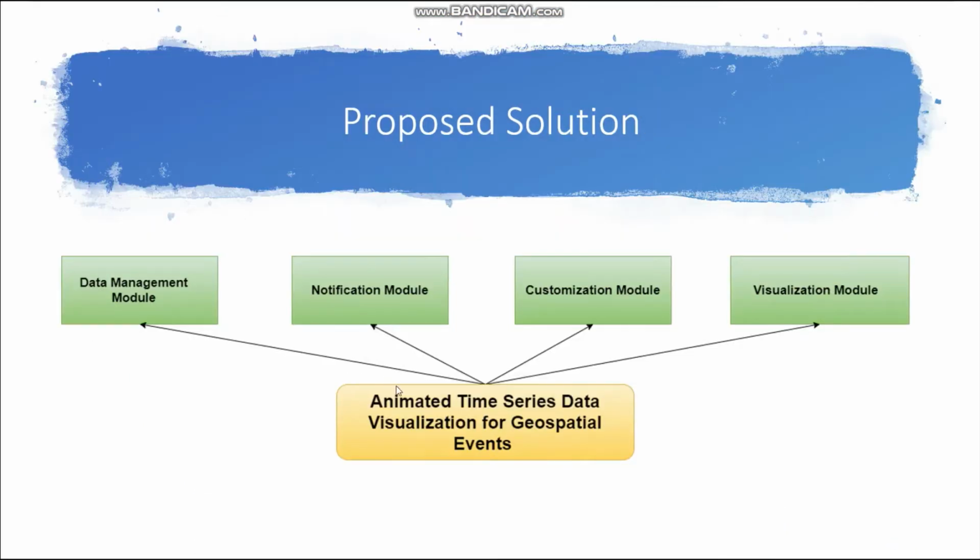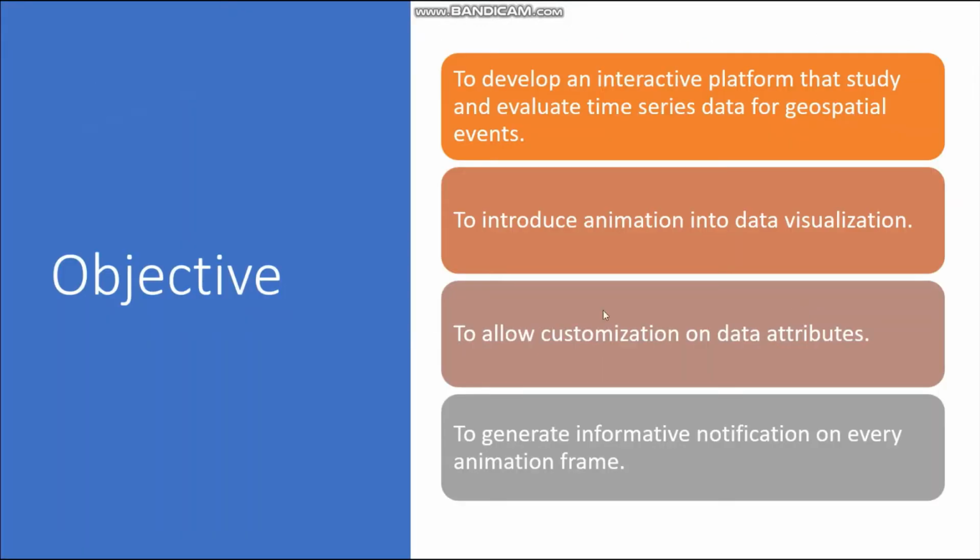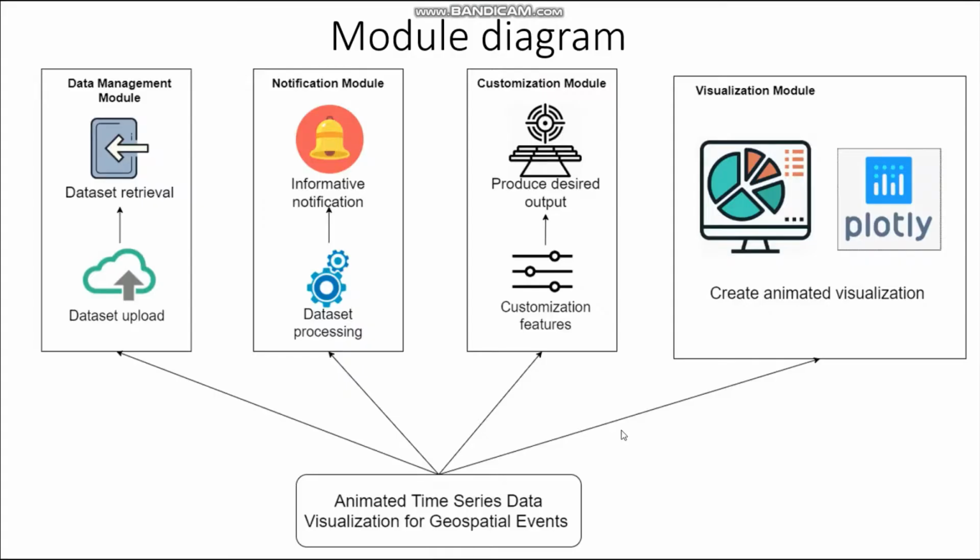My proposed solution is an animated time series data visualization for geospatial events with 4 modules. They are Data Management Module, Notification Module, Customization Module, and Visualization Module. The objective is to develop an interactive platform that studies and evaluates time series data for geospatial events. It is also to introduce animation into data visualization, to allow customization on data attributes and to generate informative notification on every animation frame.